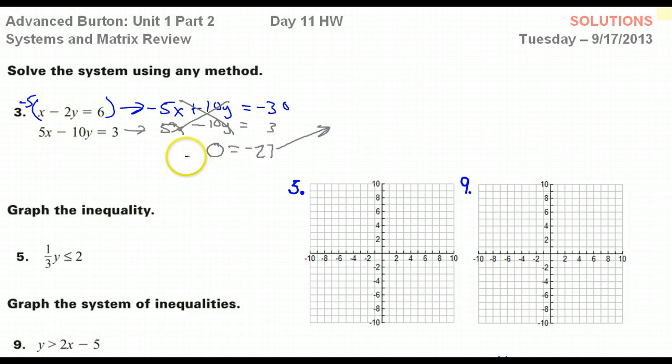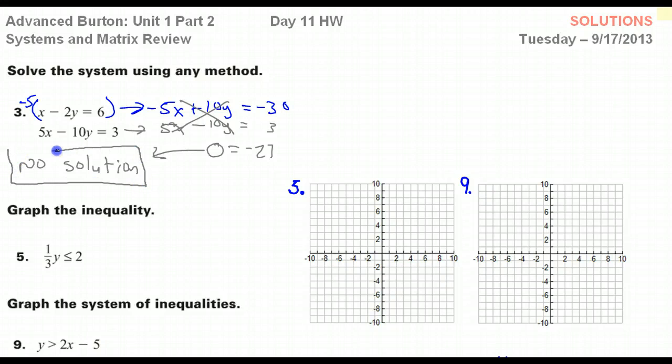Well, hopefully you remember that this is your no solution scenario. And it comes down to if these numbers are different. If you have a false statement, like 0 equals -27, 0 does not equal -27. That's wrong. It's so wrong that there's no solution. So that's it. The answer to number 3 is no solution.